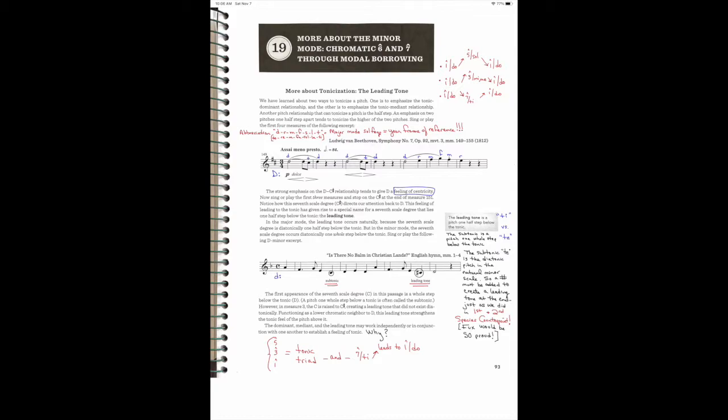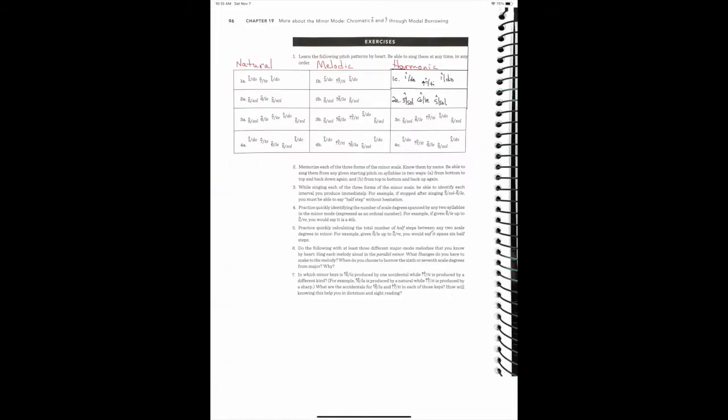So that is why the dominant, the median, and the leading tone can work independently or in conjunction with one another. If they work in conjunction, then I just harmonized a 1 chord and a 5 chord with those degrees in it. All right, let's finish this chapter up with doing some singing exercises together.